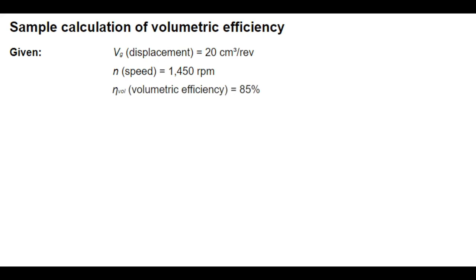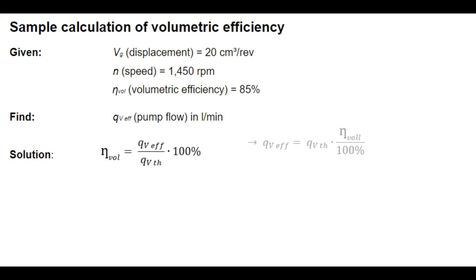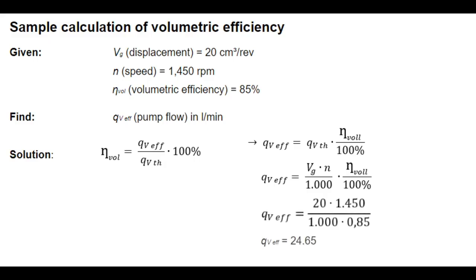We return to our sample calculation of pump flow. An external gear pump with a displacement of 20 cubic centimeters per revolution is operated at 1,450 revolutions per minute. The volumetric efficiency of the pump is 85%. We want to find the effective pump flow in liters per minute. For the solution, we first convert the efficiency formula to the unknown variable QVF. Then we can use the numerical equation for QVTH to calculate the actual effective flow. The result is 24.65 liters per minute.